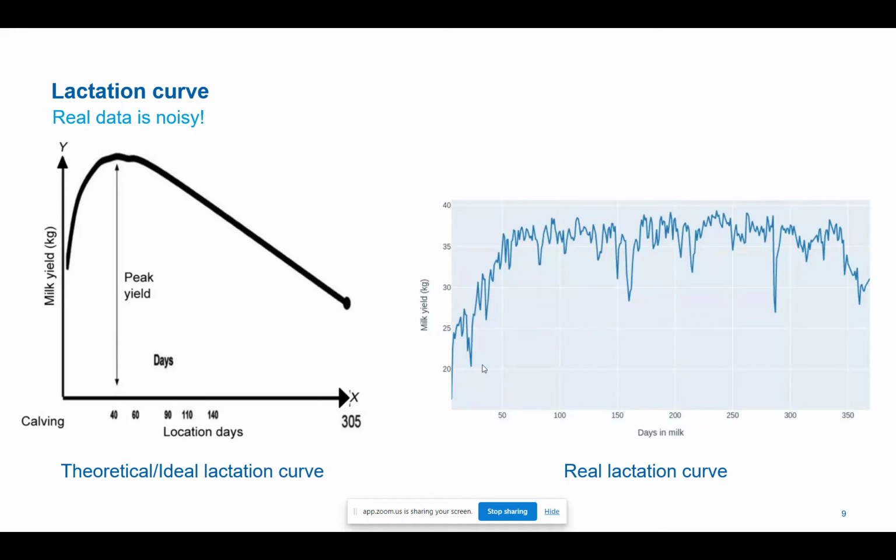So what we wanted to predict was the kind of lactation curve that you see on the right. Very noisy, it respects the theoretical and ideal behavior only a little bit, but this is the kind of lactation curve that breeders are interested in predicting, because this is the real lactation curve. So our goal was to leverage all the data that we had available, environmental data, genetic data, and so forth, to predict the real lactation curve, the real production of an animal day by day.